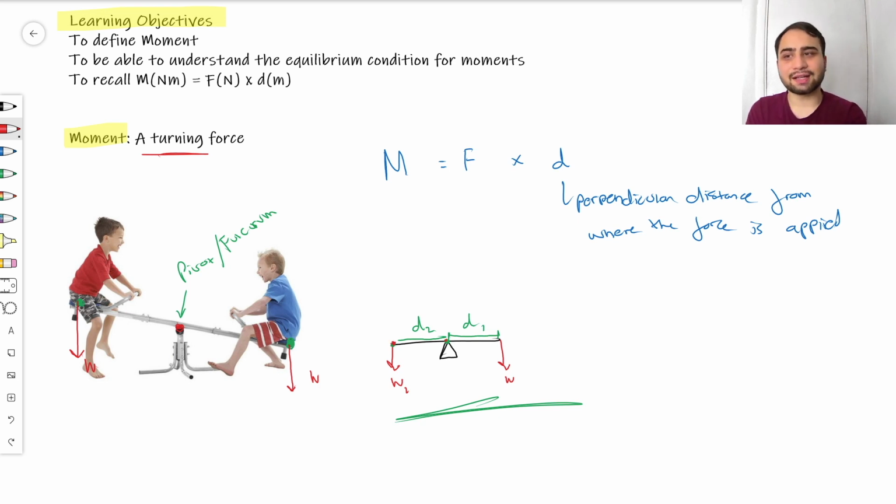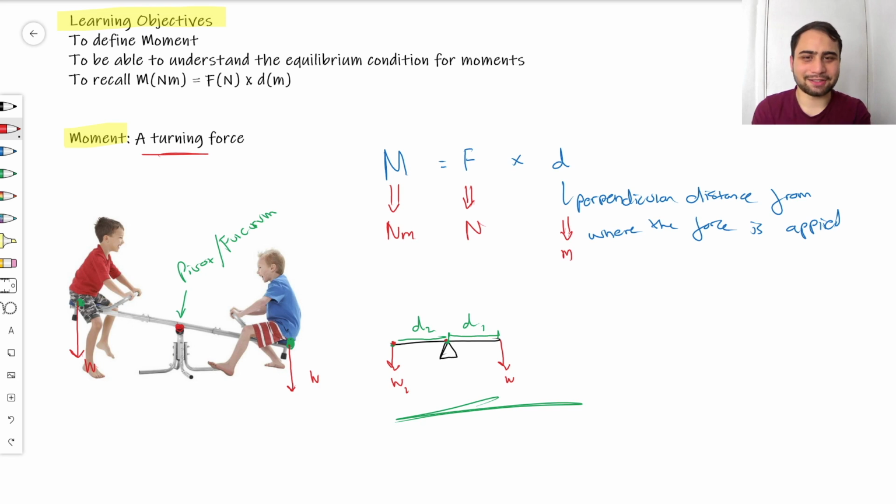Okay, so now let's put down our units in our equations. So our moment is measured in a brand new unit called Newton meters. Now why is that? Well, force is in newtons and the distance is in meters, and we're just multiplying the two, so it's Newton meters, right?